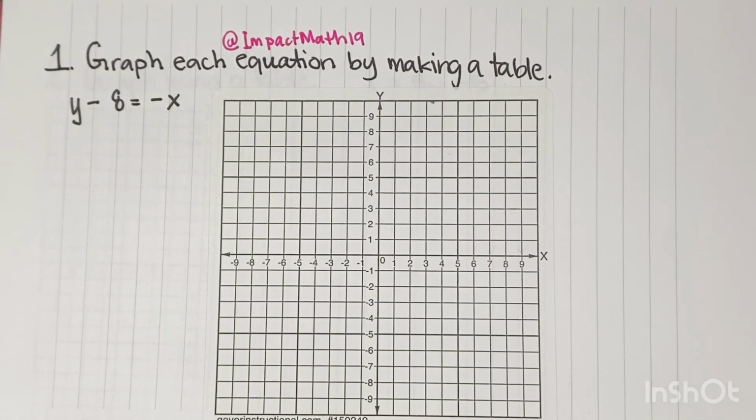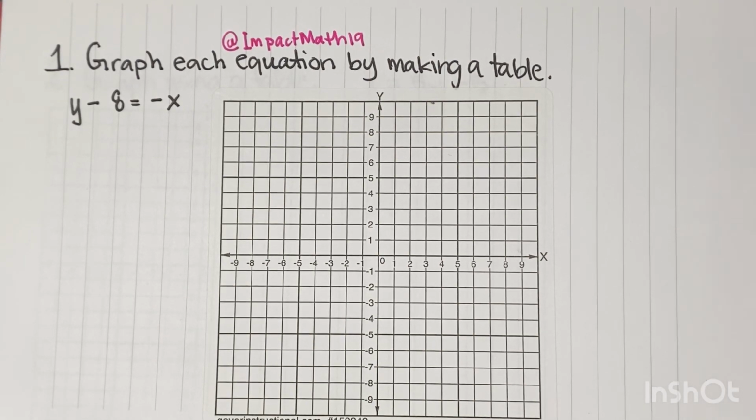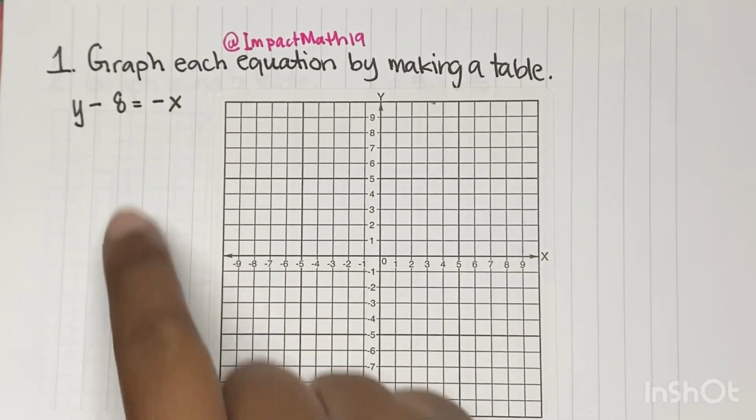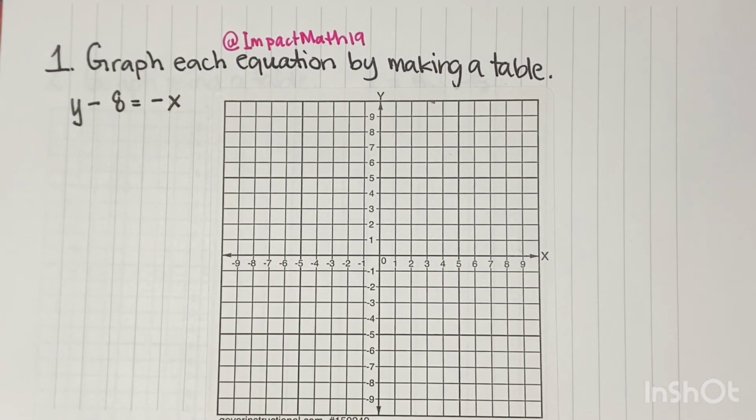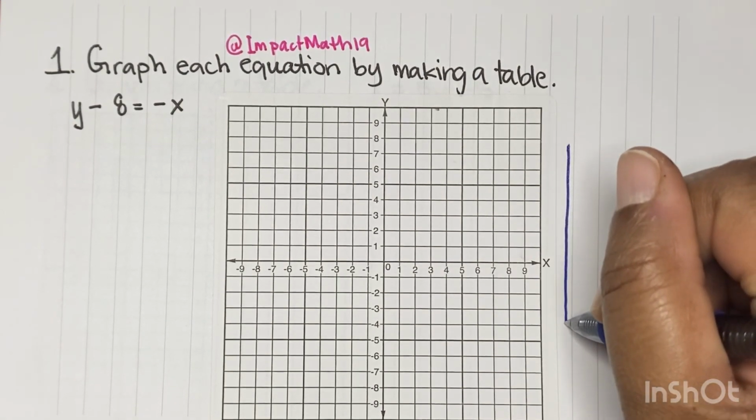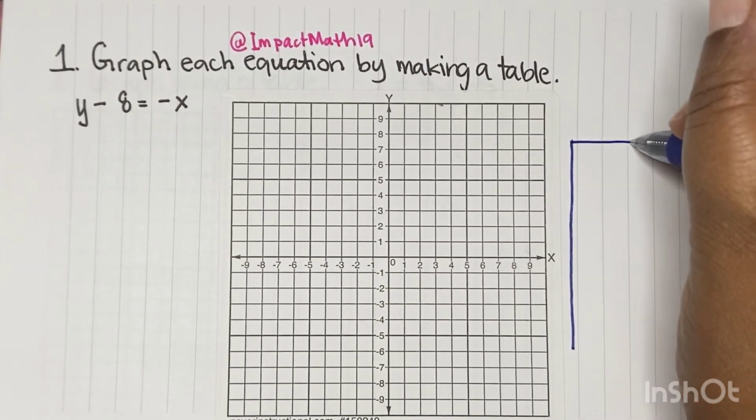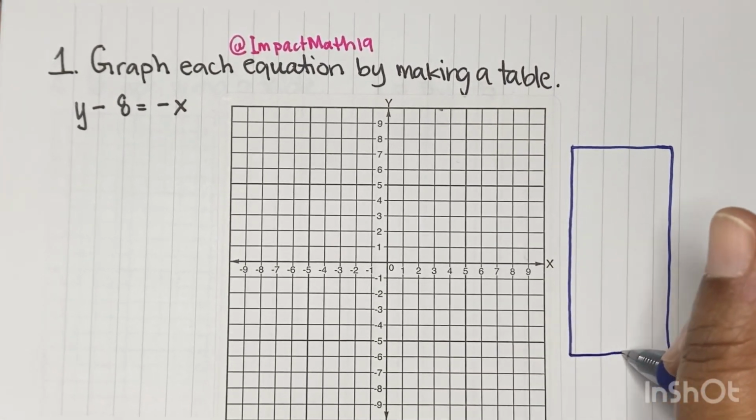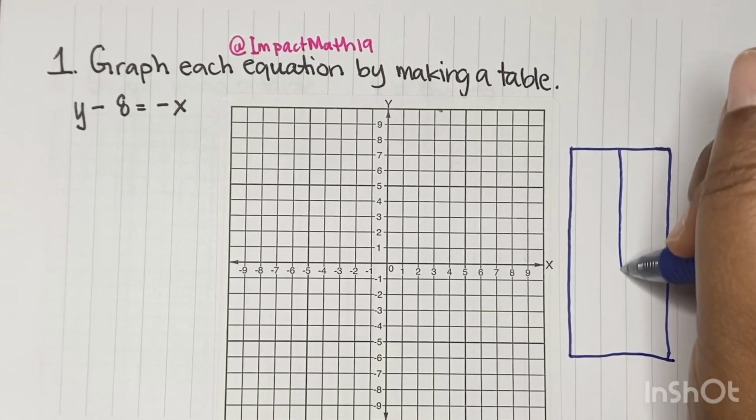Alrighty, we're gonna graph each equation by making a table, okay? So we're given an equation here, y minus 8 equals negative x, and we're gonna graph by making an x and y table, okay? So you really only need 2 points to graph a line. Always remember that, okay?